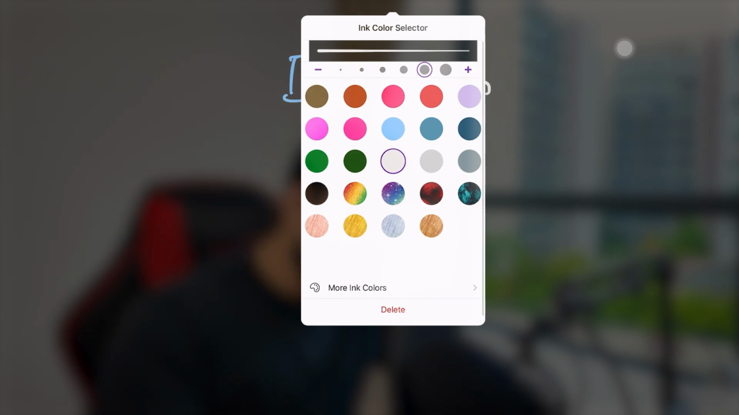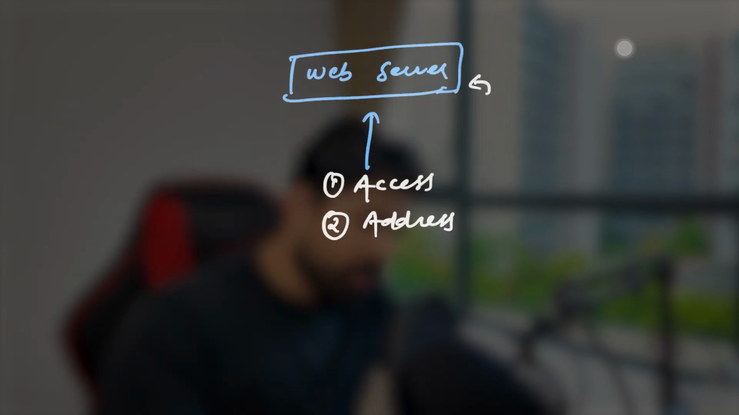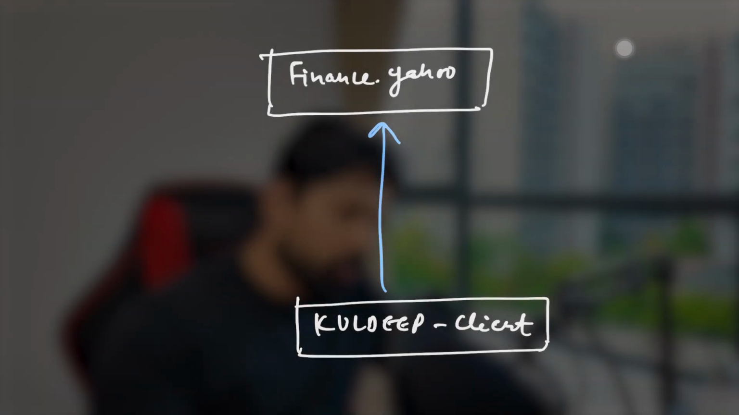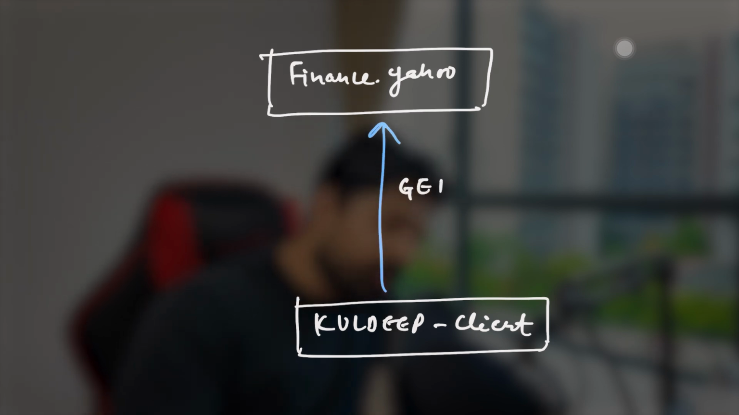But for that also, we need some knowledge of how the data is being stored and how the data is being accessed. Whenever we want to access the data, we need to request it, right? So let's say this is a web server, or let's say this is Yahoo Finance, finance.yahoo.com. This is the server. I want data, means I am the client. I'll write here Kuldeep, which is a client. Now in order to access the data, I need to request it. That is known as the GET request, because I want the data.